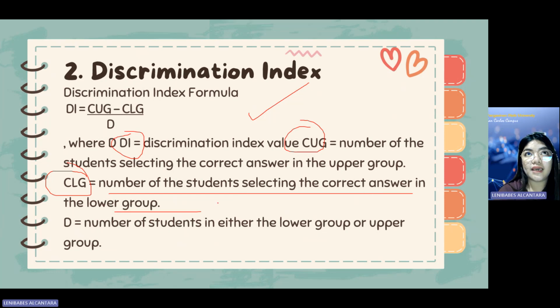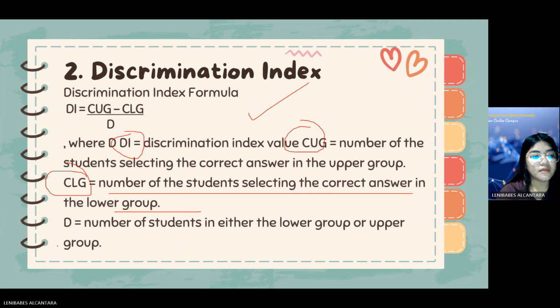I repeat, in creating test questions, mas may potential yung item natin if mas marami ang nakakuha niyo ng tamang sagot sa upper group than the lower group. Kasi if it's in the upper group, kung saan mostly nakuha nila yung tamang sagot, that's positive discrimination. If it's in the lower group, that's negative discrimination. And if it's fair, balance, that is zero discrimination.